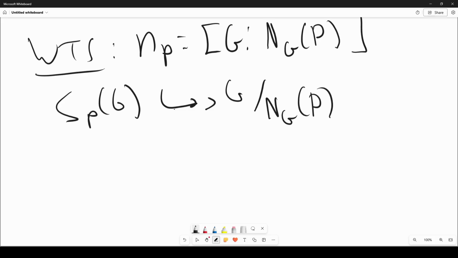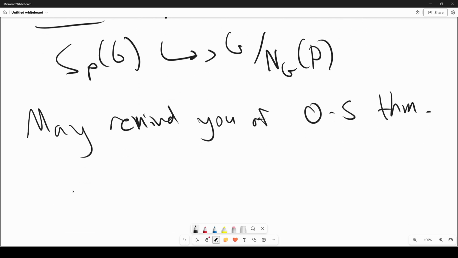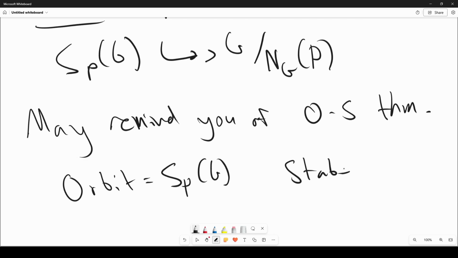So hopefully this may remind you of the orbit stabilizer theorem, which tells us that if our orbit is Syl_p(G) and our stabilizer is the normalizer N_G(P), then there's a bijection between the orbit and G mod the stabilizer. So let's try to find a group action where this is the case.